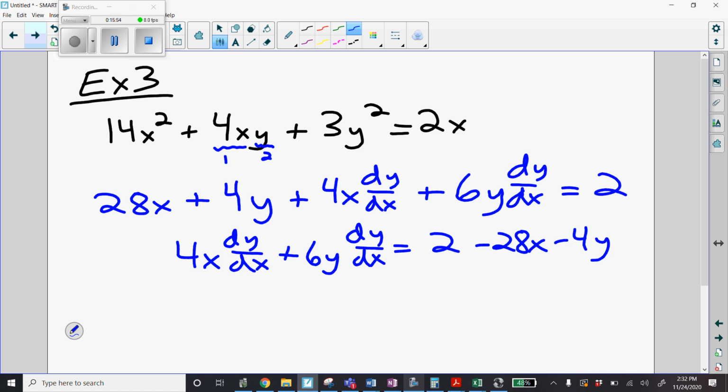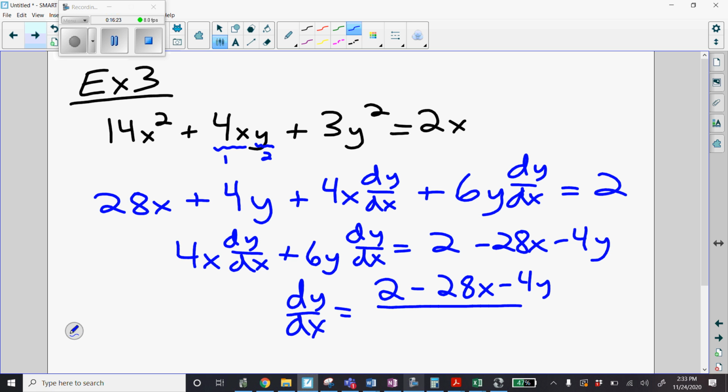Again, moving that 28x and that 4y over, they should both end up being negative. 2 just stays put on the right side, so it stays positive. And again, now I'm going to factor and divide all in one step. Again, I'm factoring out that dy/dx, and I'm going to divide by 4x plus 6y. I'm going to combine some steps here. And on top, I'm going to get 2 minus 28x minus 4y over 4x plus 6y.